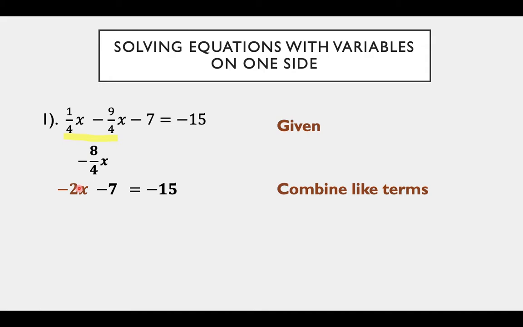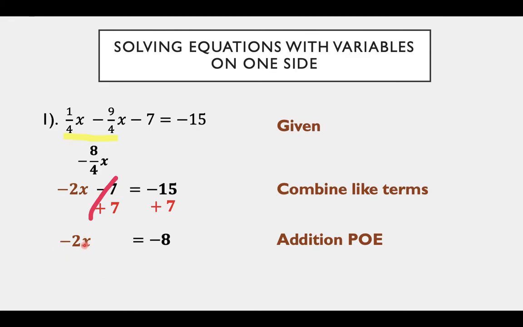So what we want to do is get rid of this negative 7. To get rid of this negative 7, I'm going to add 7 on both sides. When I do that, I get negative 2x equals negative 8. And again, you want to state your reason, okay? What I did was I added 7 on both sides, so I would say the addition property of equality. Now we have the term with our variable by itself.